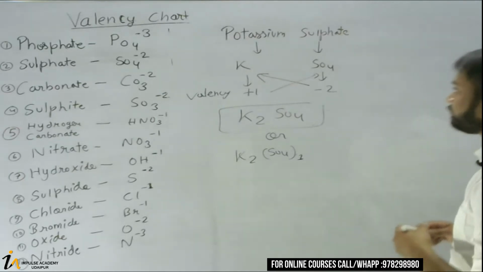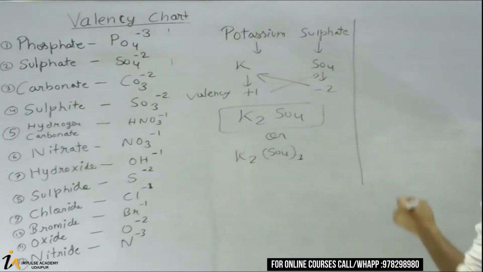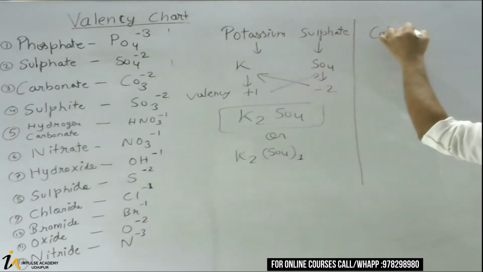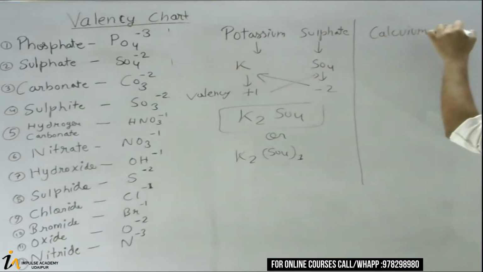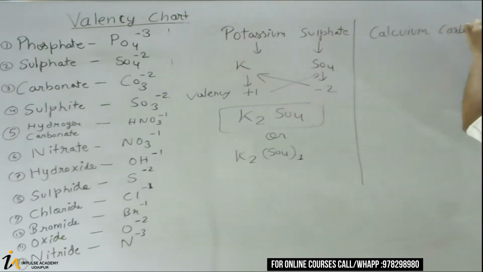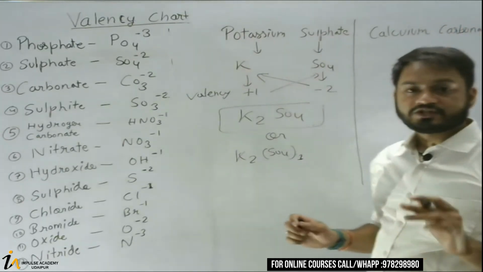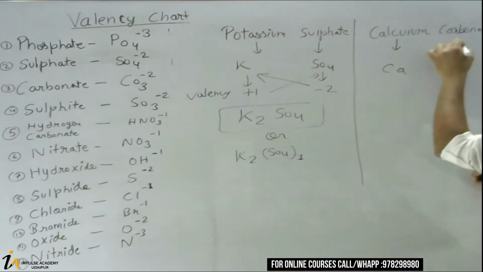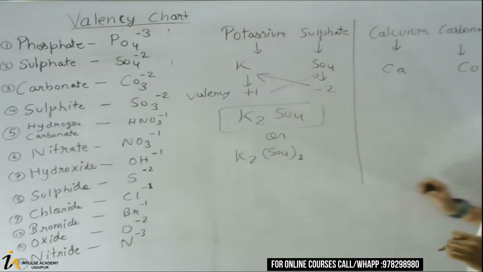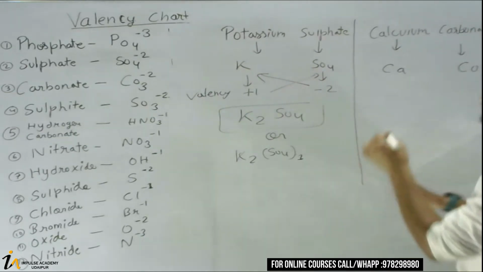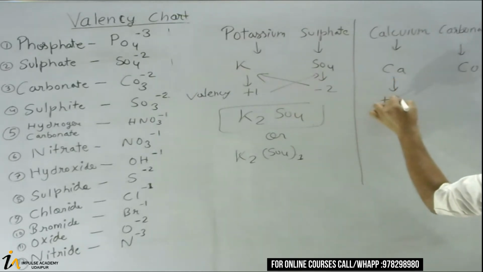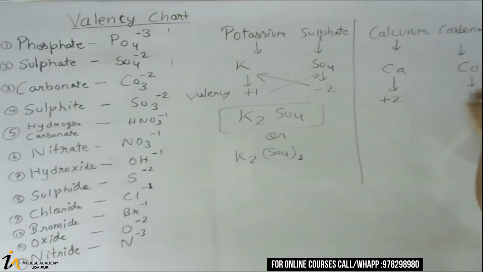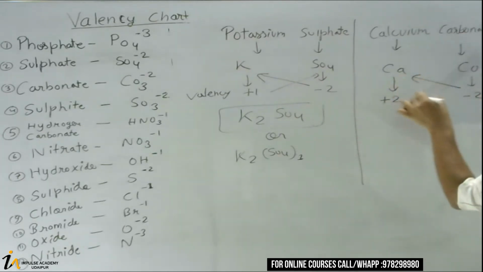Let's make another formula, that is calcium carbonate. Okay, now we know that calcium has the symbol Ca, and carbonate is CO3. Now we'll see the charge, that is the valency. So the valency of Ca will be positive 2, and the valency of carbonate, CO3, is minus 2. Okay, now cross this.